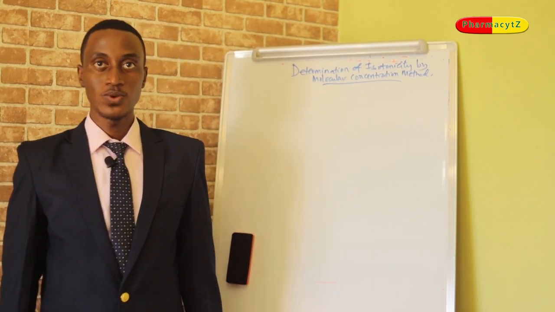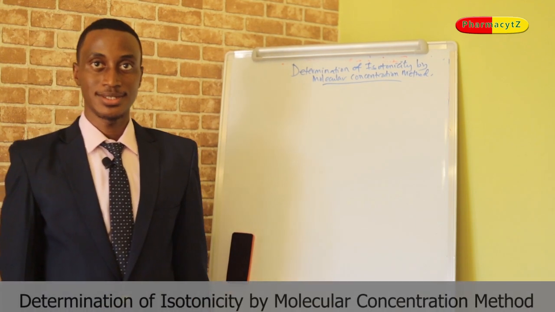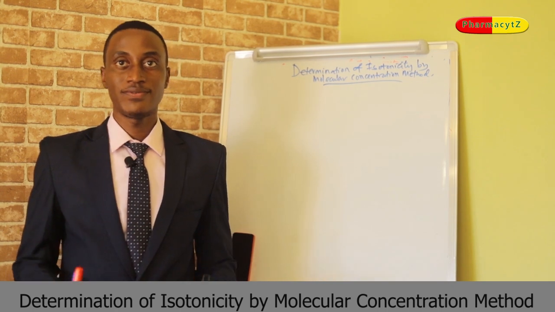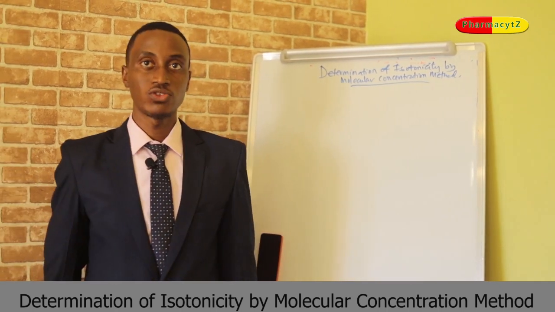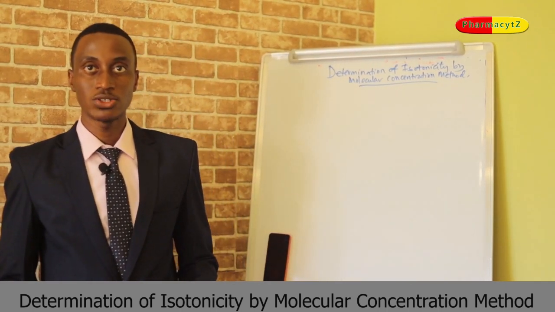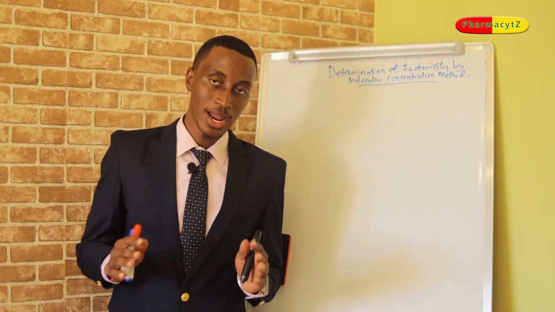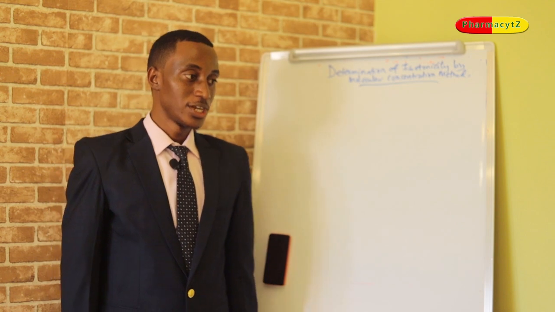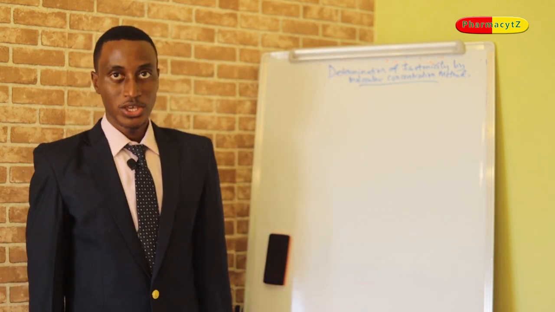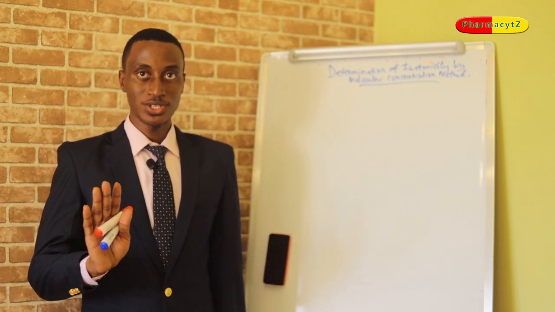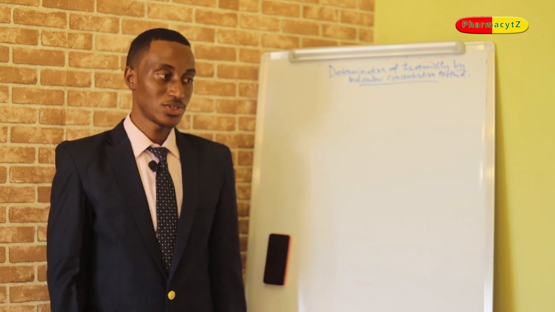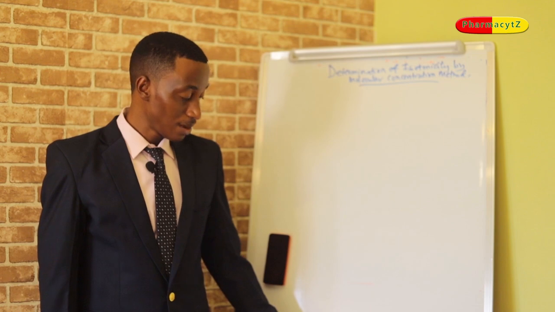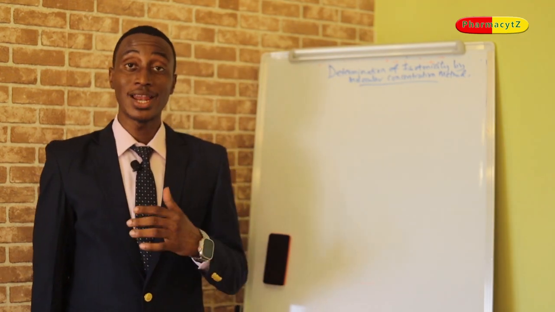We are going to proceed with the concept of isotonicity, adjusting solutions by using different ideas. Today we shall be looking at determining isotonicity by using the molar concentration method. To understand this, you need to know the concept of the dissociation factor, because when we talk of molar concentration, it's all about molarity.